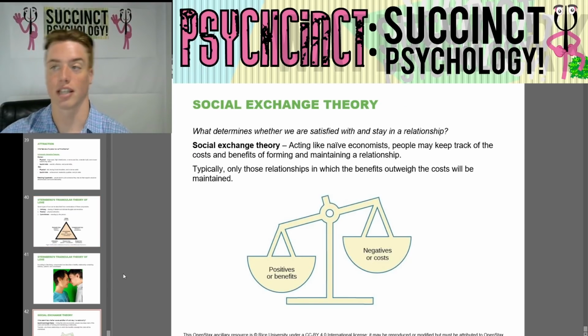So, finally, and then we're done with chapter 12, social exchange theory. What determines whether we are satisfied with and stay in a relationship? Social exchange theory states that, acting like naive economists, people may keep track of the costs and benefits of forming and maintaining a relationship. Typically, only those relationships in which the benefits outweigh the costs will be maintained. You don't want to continue a relationship where the cost is greater than the benefits. It's not a good economic choice.